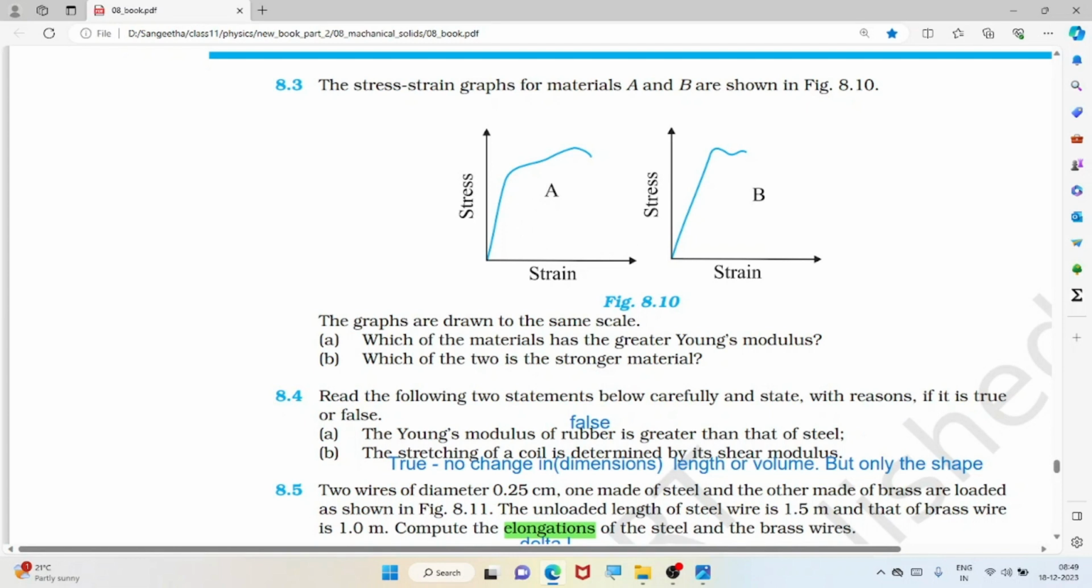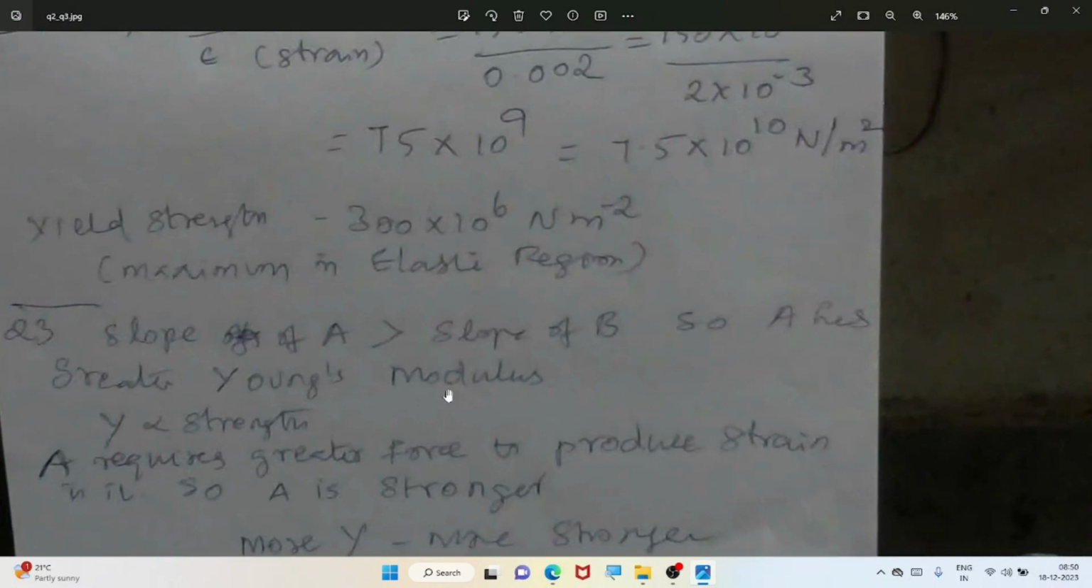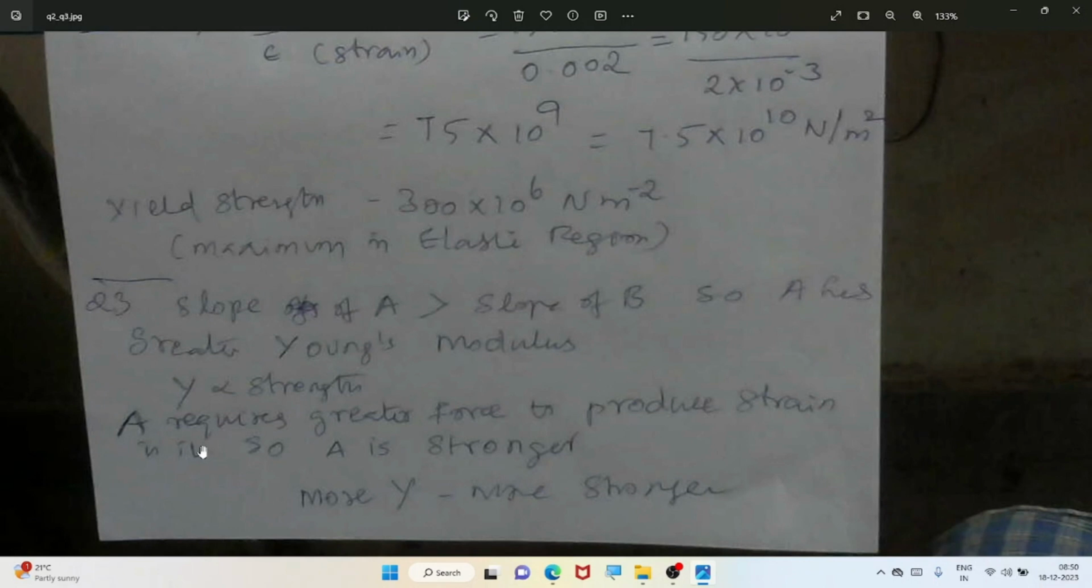Which of the two is the stronger material? So more Young's modulus means more stronger. Slope of A is greater than slope of B, so A has a greater Young's modulus. A requires greater force to produce the same strain. So A is stronger. More Y means more stronger.